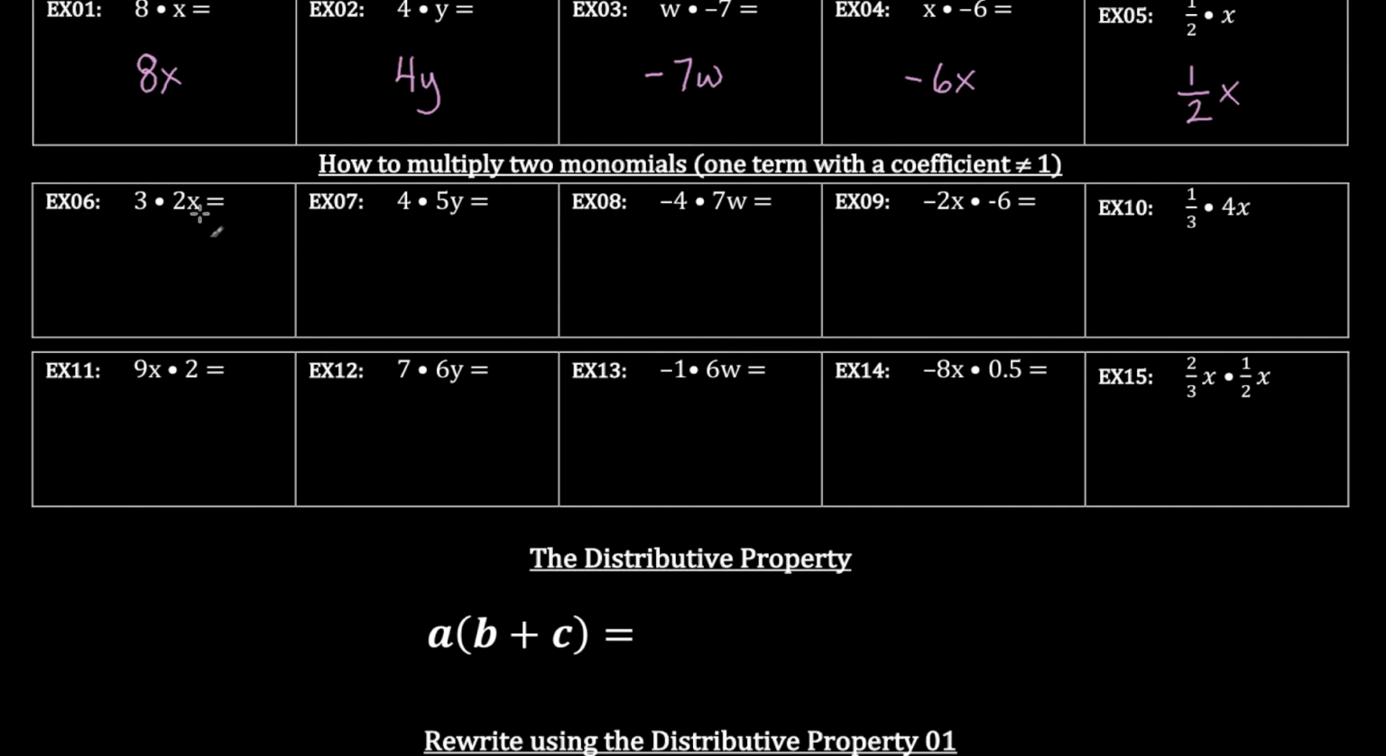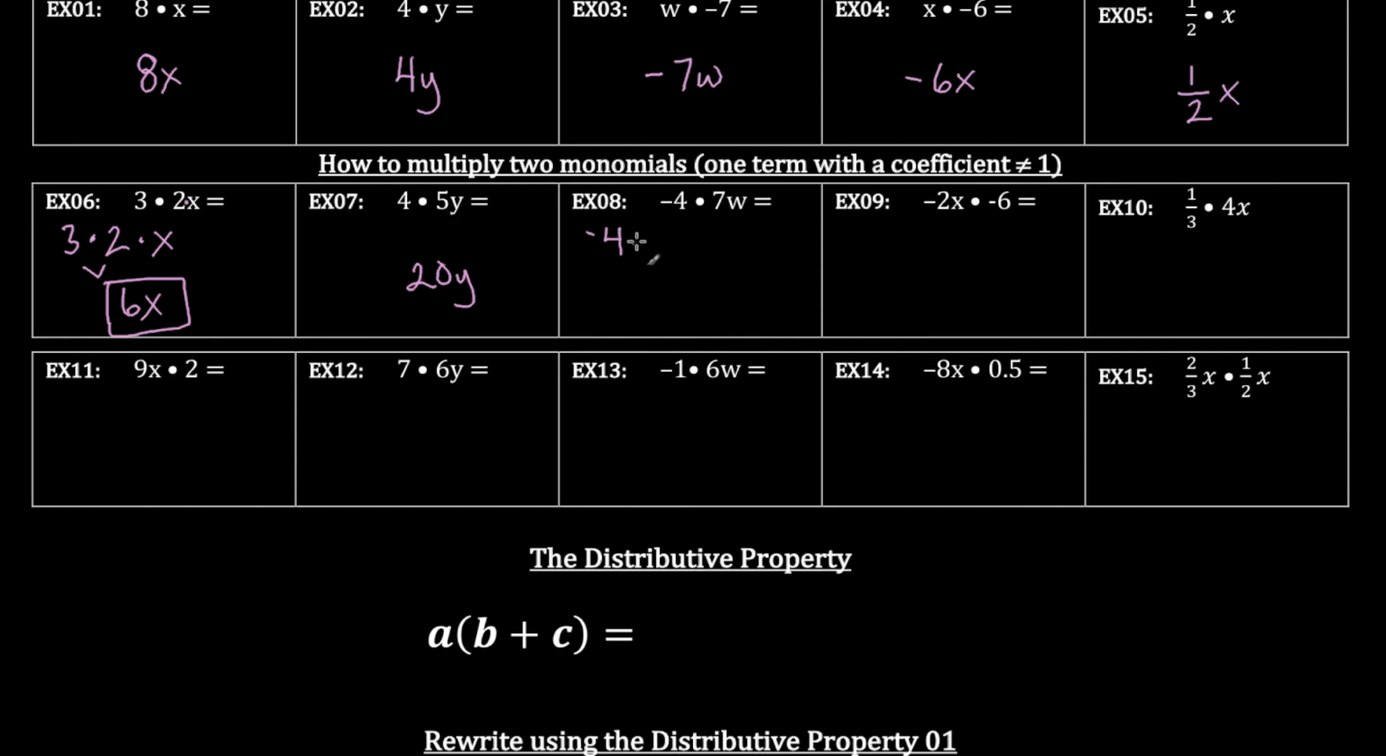So what about 3 times 2x? Well, remember that this is actually 3 times 2 times x. And with multiplication, you can multiply in any order. So let's multiply the 3 and the 2. So this is 6x. 4 times 5 times y is 20 times y, 20y.